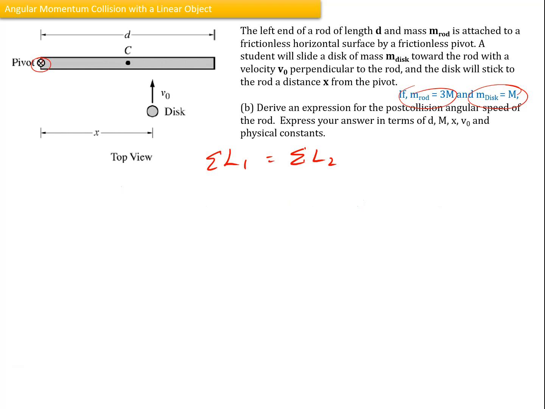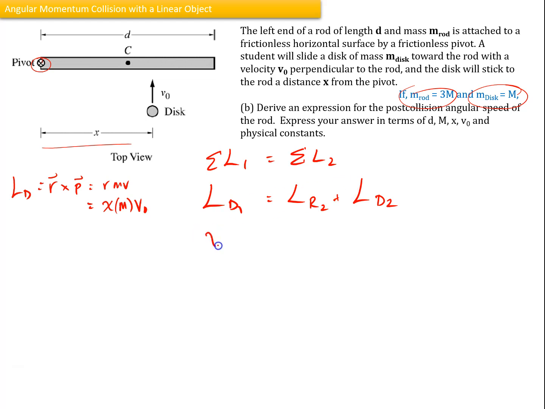So in the beginning, the disk has some angular momentum. We have the angular momentum of our disk at time 1, and that's going to equal the angular momentum of the rod at time 2 plus the angular momentum of the disk at time 2. So that's the tricky part, the disk actually does have an angular momentum. The angular momentum of the disk equals r cross p, so r mv. In our case, r is just this distance x, times the mass of the disk, which is m, and then v is what we call v naught. So the disk does have an initial angular momentum.